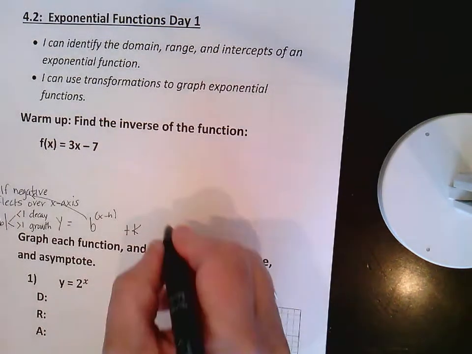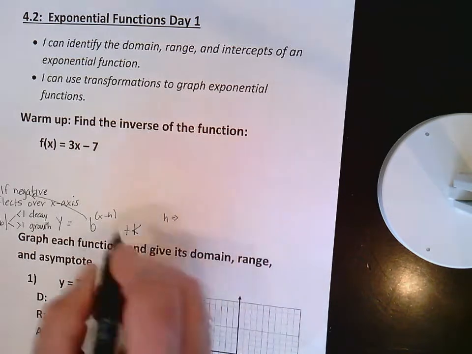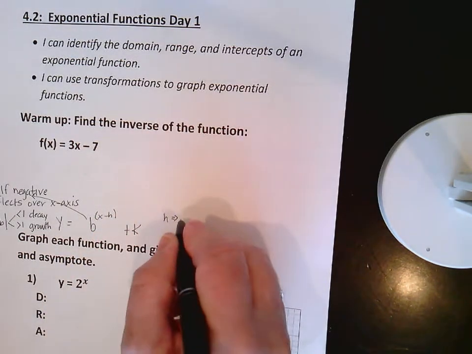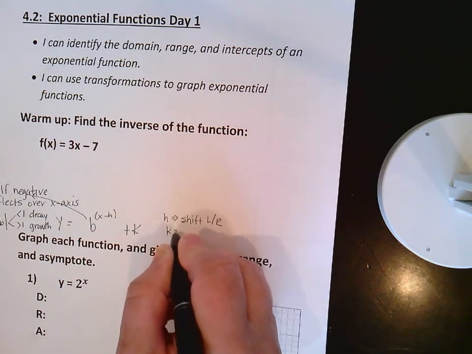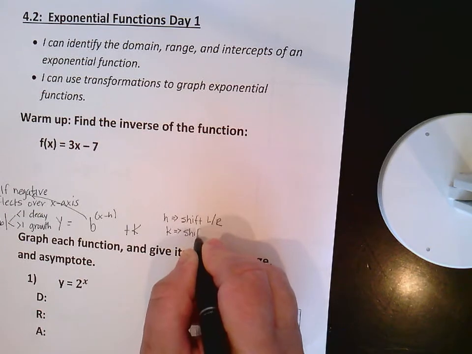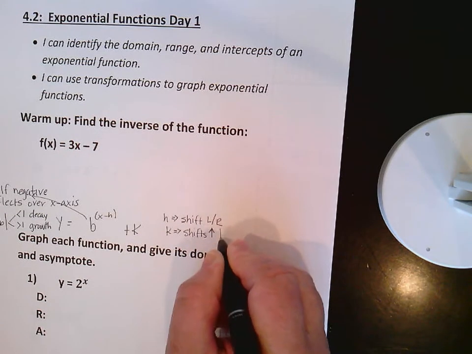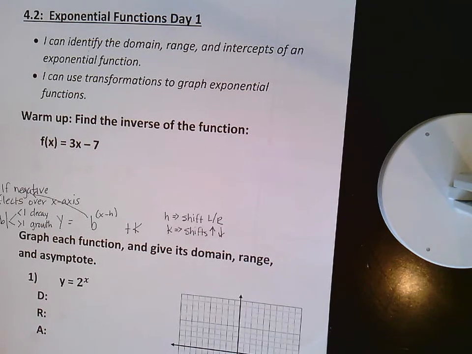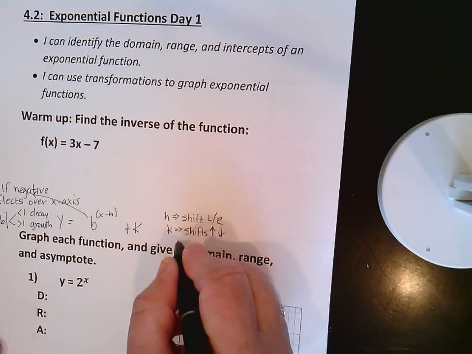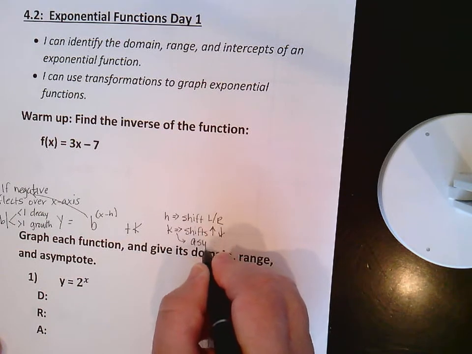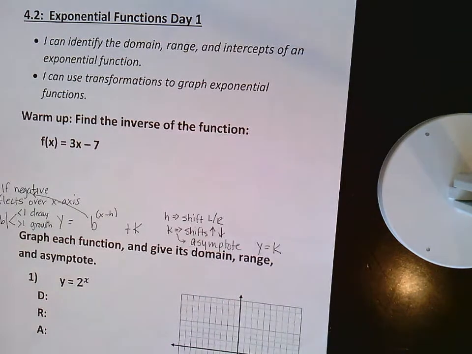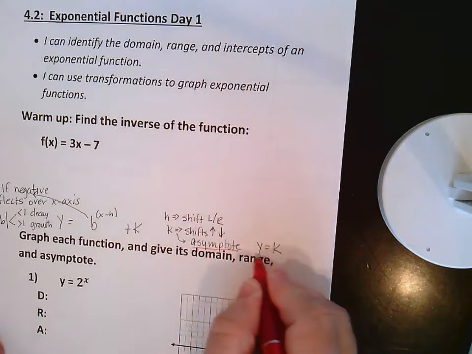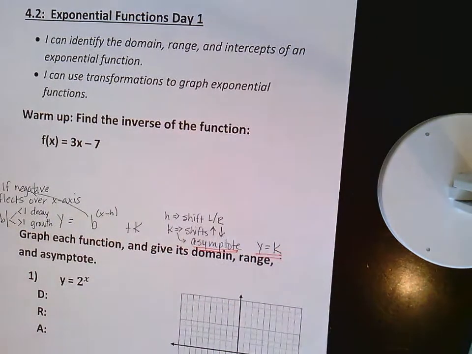The value of h, and notice it's being subtracted, so it's the opposite of what it looks like, tells you if it shifts left or right, and the k tells you if it shifts up or down. And the k also tells you the asymptote. Your asymptote is always going to be y equals k. And remember to write your asymptote as an equation. Don't just put whatever k is, but make sure you write y equals k, and that's your asymptote.